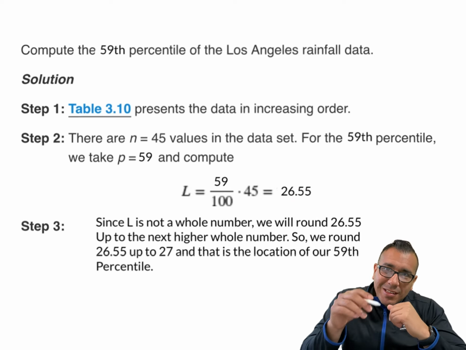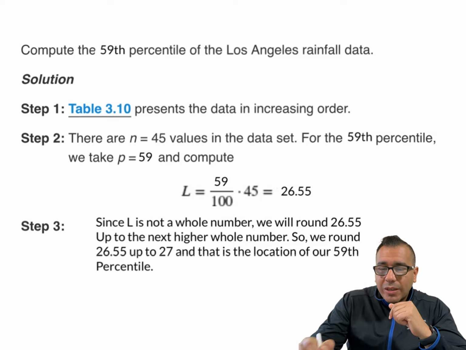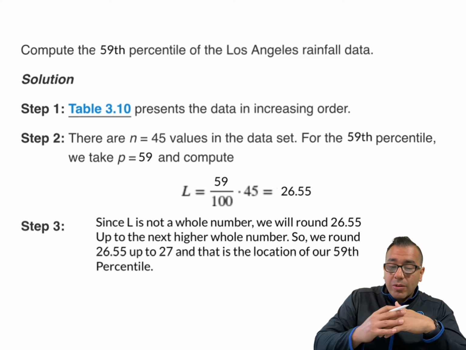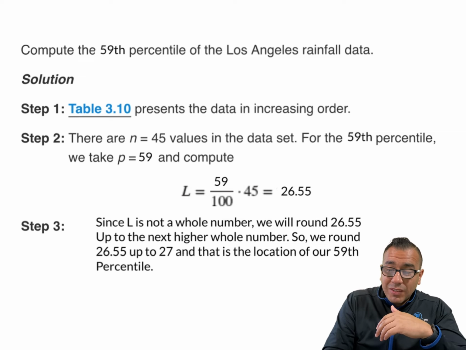These are actually easy, because once you get a decimal, and make sure you write this down, if it's not a whole number, you're always going to round up regardless of what the decimal is. So make sure you have a note of that. You always round up to the next higher whole number, and that next higher number would be 27.